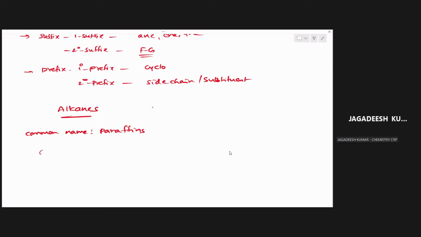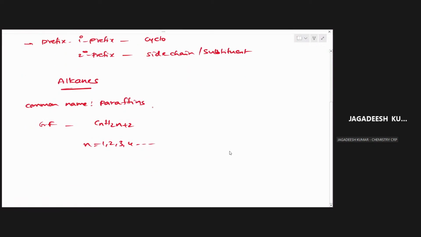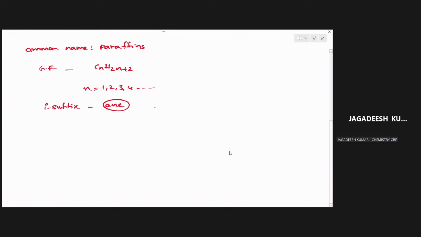And the general formula is CnH2n+2, where n value is 1, 2, 3, 4, etc. And if you see this name, what is the primary suffix? An. So an is the primary suffix in alkanes, and the IUPAC name of these paraffins is alkane. Here alk is the common root word for all, and an is the primary suffix.